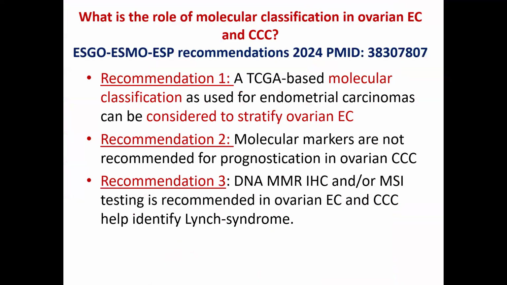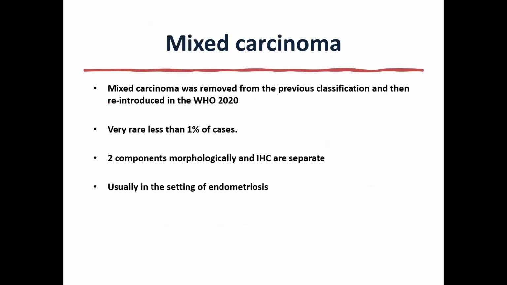And here is another case showing more diffuse staining. The recommendations: for endometrioid and clear cell carcinoma, molecular classification for endometrioid carcinoma to stratify ovarian endometrioid carcinoma can be done. Recommendation 2: molecular markers are not recommended for prognostication of ovarian clear cell carcinoma. And recommendation 3: DNA MMR IHC or MSI testing is recommended in ovarian endometrioid and clear cell carcinoma to identify Lynch syndrome.